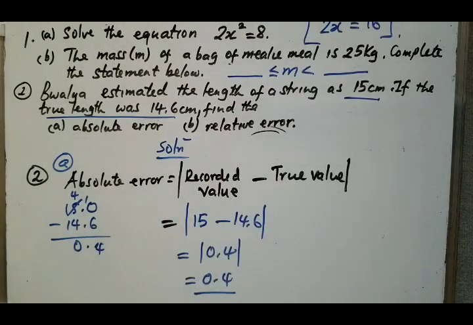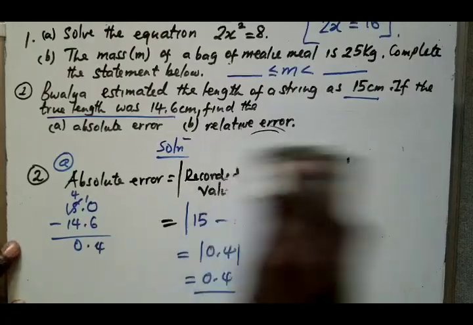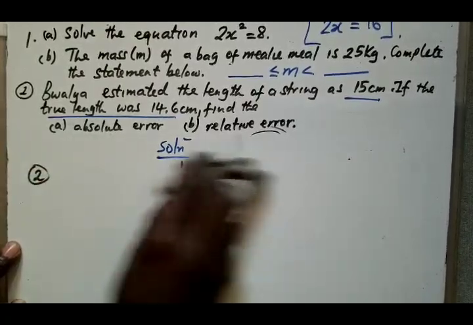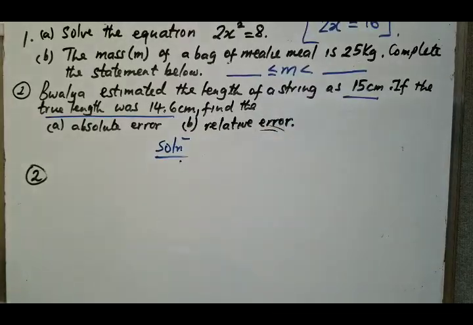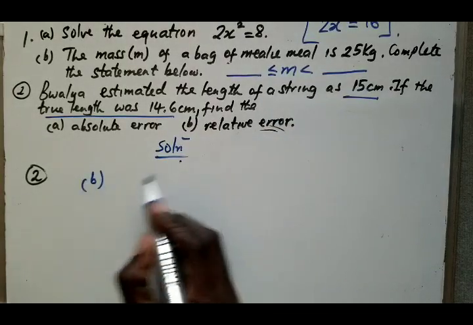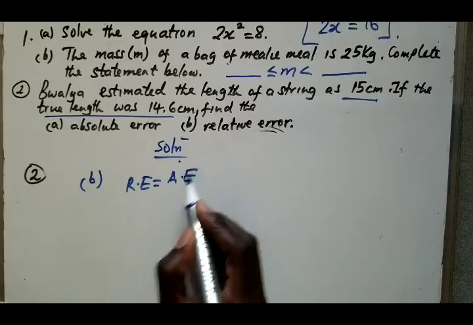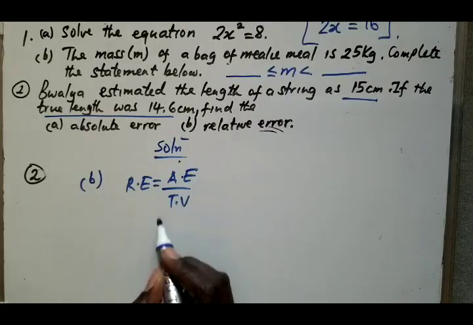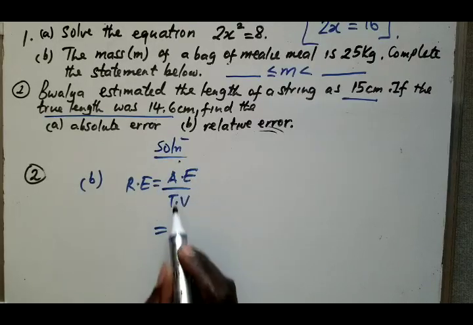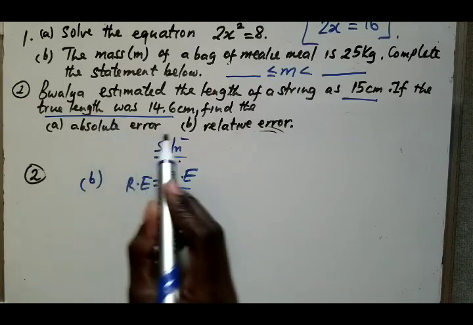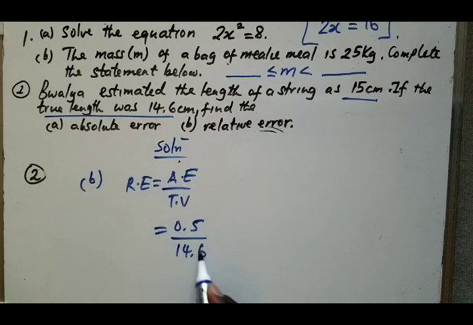Then how do we get the relative error from that question? Well, that becomes very simple. Remember what we said, relative error is equal to the absolute error over the true value. So the absolute error was 0.4 divided by the true value, which is simply 14.6.